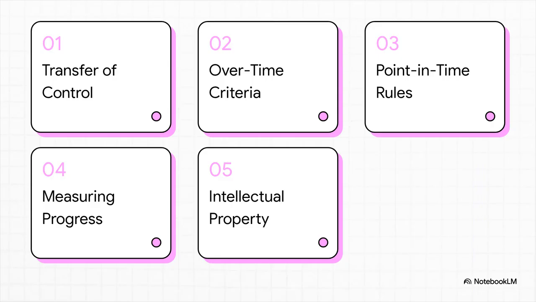Think of Step 5 a bit like a detective's decision tree. Here is our roadmap. We'll start with the transfer of control, look at overtime recognition criteria, jump into point-in-time indicators, cover measuring overtime progress, and wrap up with licenses of intellectual property. Let's get right into it.